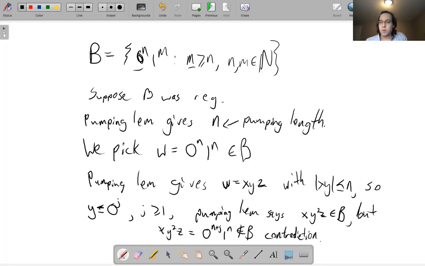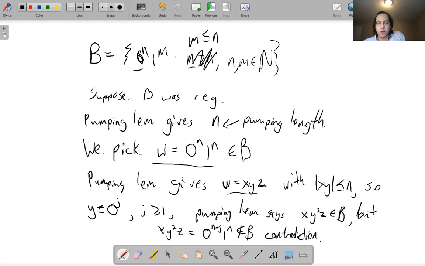Okay, here's another example. What if instead of m bigger than or equal to n, we wanted to put m smaller than or equal to n? So we flip it; now there's more ones than zeros. Again, we suppose that B was regular. We let n be the pumping length. We pick W equals 0 to the n, 1 to the n. Same thing. The pumping lemma still gives us this. Everything is the same.